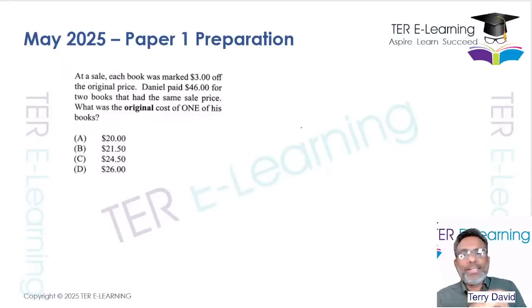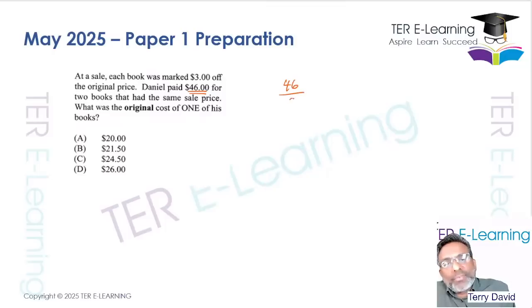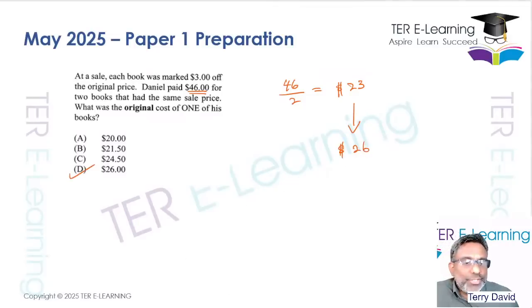So they're telling us in the question, they said each book, right? At the sale, each book is marked $3 off the original price. Now he paid $46 for 2 books. So that means that each book will have cost him $23. So that means, remember, you're getting $3 off each book. So therefore, the actual price of these books would have been 23 plus 3, and that would have been $26. Okay? So the original price would have been $26.